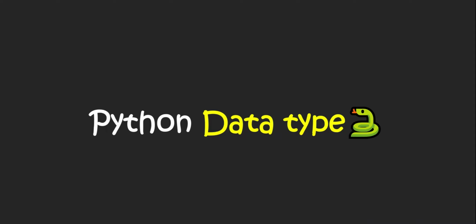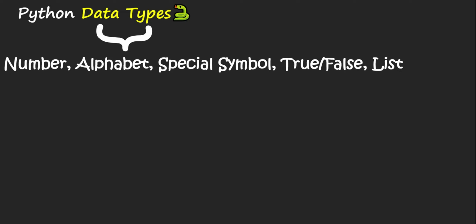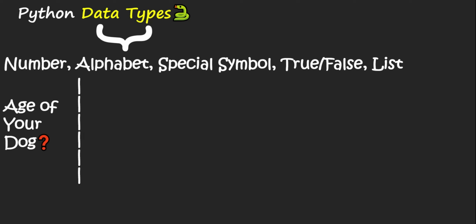Alright guys, in today's video we're going to be learning about Python data types. So data could be represented in many ways. It could be a number, it could be an alphabet, or it could be a list of things. So in Python we usually represent data using number or alphabet or special symbols, true or false sort of thing, and a list. So number can be used to answer a question like what is the age of your dog.